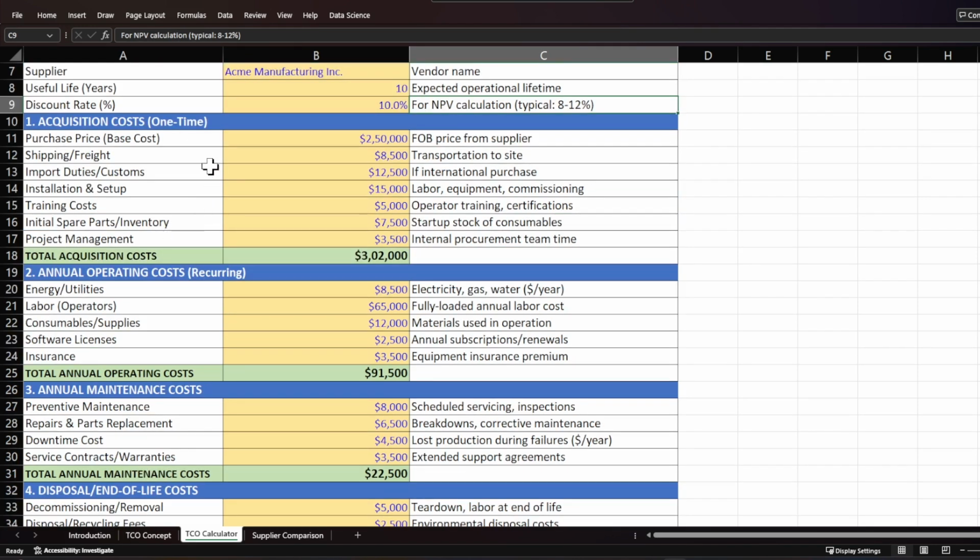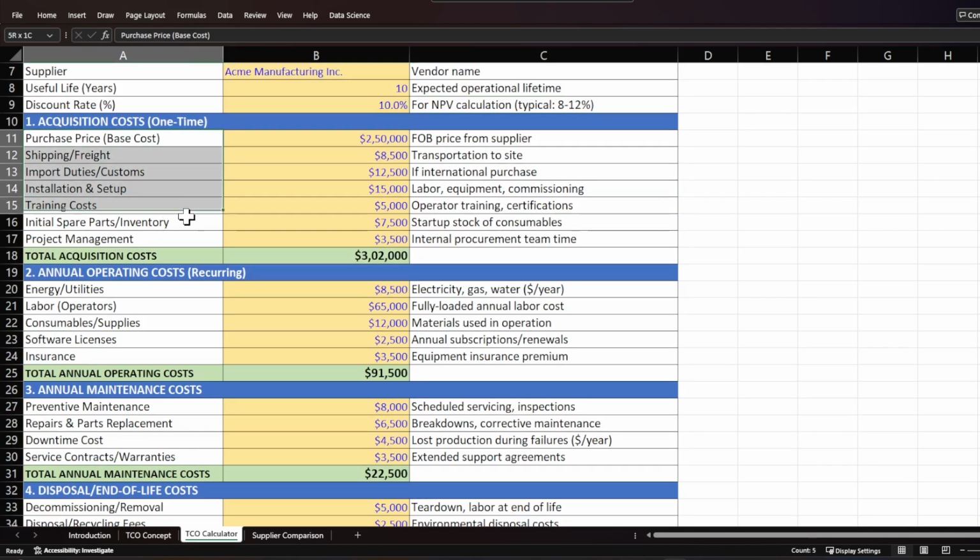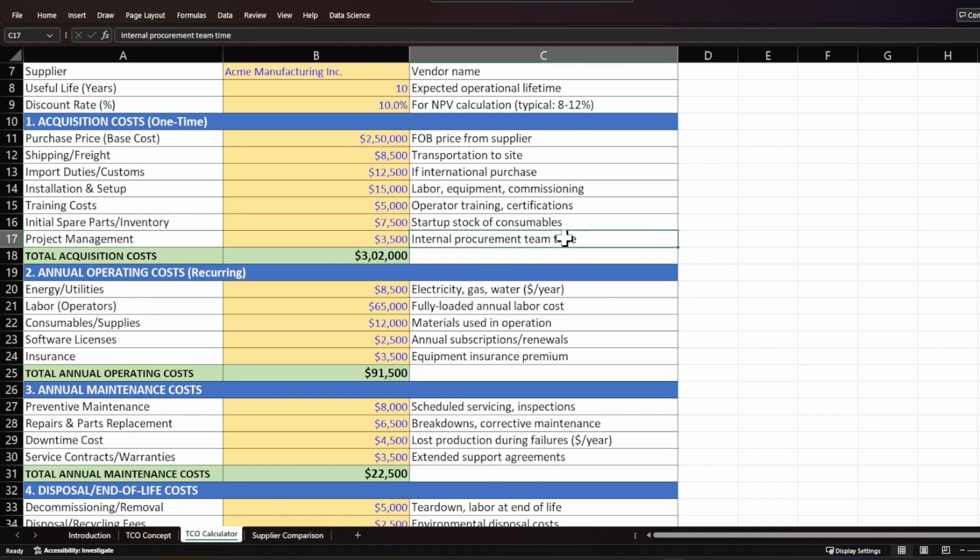Now for the acquisition cost, you need to write down these particular components. What are these? Purchase price, which is this much, shipping and freight this much, import duty this much, installation, training, initial spare parts inventory, and project management. It is the internal procurement team cost. Let's say there is one dedicated resource for it, correct? And you are paying for the salary and this kind of stuff, which you need to calculate as well. If you sum all of these, you will get the total cost of acquisition.